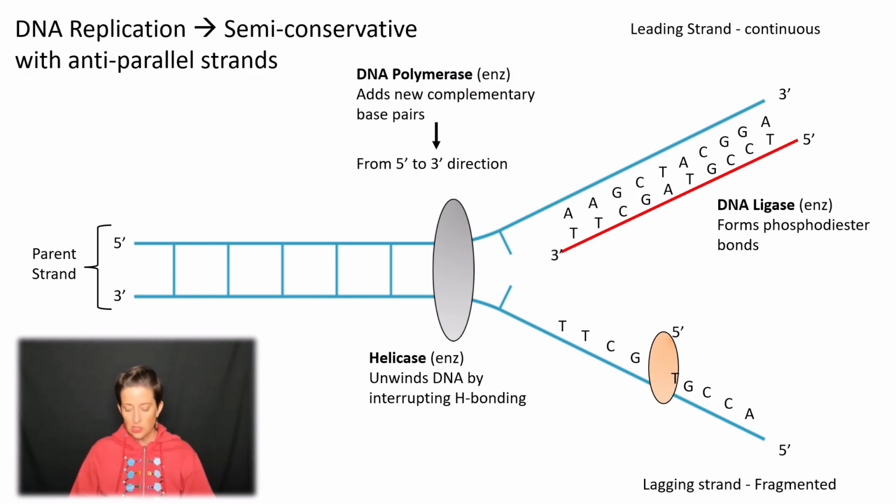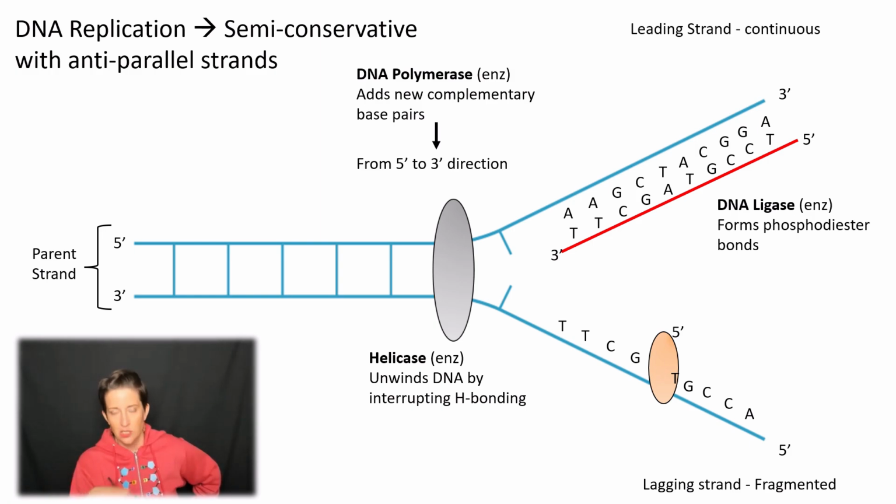The lagging strand, however, cannot go in the direction of the replication fork because new DNA has to be made in what direction? Are you sure? Yeah, it's the 5' to 3'. But look at the parent strand. The parent strand in the direction of the replication fork is already in the 5' to 3' direction, which means we have a problem.